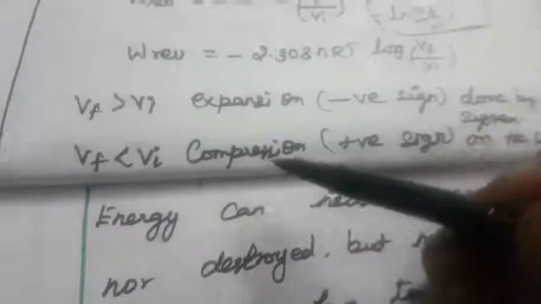Now, if VF is greater than VI, it is an expansion, and it has a negative sign. That is work done by the system. The negative sign means work done by the system. If VF is less than VI, it is a compression, and that is a positive sign, work done on the system. So this is the relation between work and the expansion and compression, the pressure and the volume.